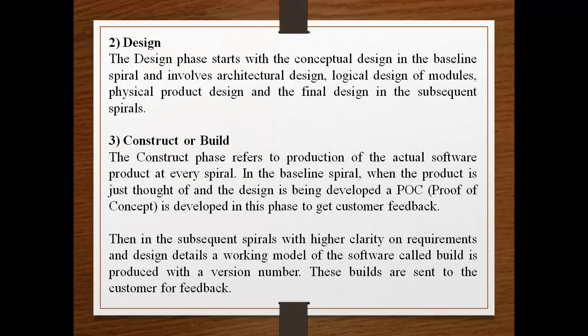In this phase, it is required to produce the actual software product at every spiral. When the product is just thought of and the design is being developed, a POC, called proof of concept, is developed in this phase to get customer feedback. Then in the subsequent spiral, with higher clarity on requirements and design, a working model of the software called a build is developed, and it is produced with a version number. These builds are sent to the customer for feedback.